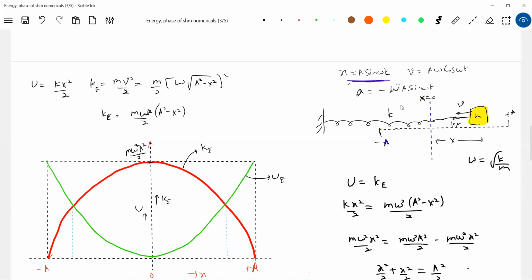So I have the block now. I'll give it some push, I'll give some velocity. It starts moving. What happened to the phase of this? It will increase. 0, then it'll become pi by 2, pi, 3 pi by 2, 2 pi. Like that, it'll be continuously oscillating.